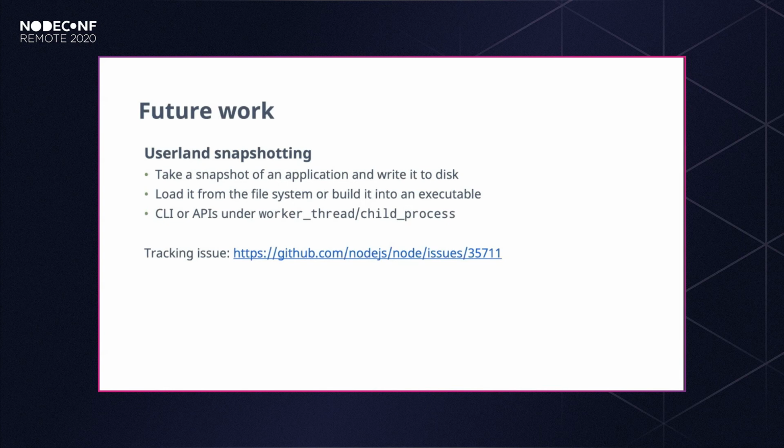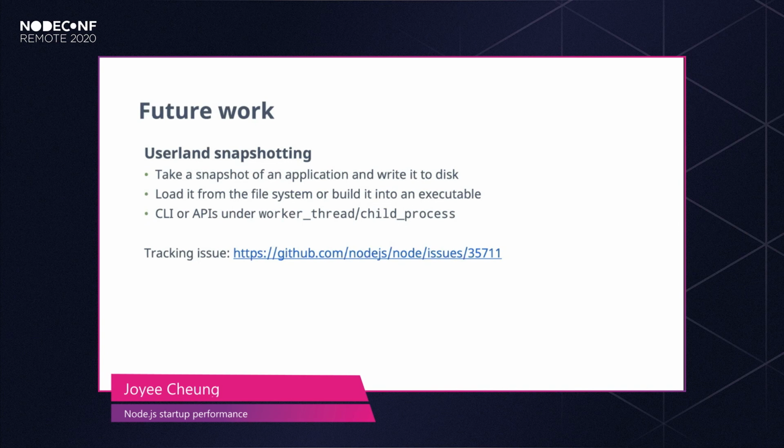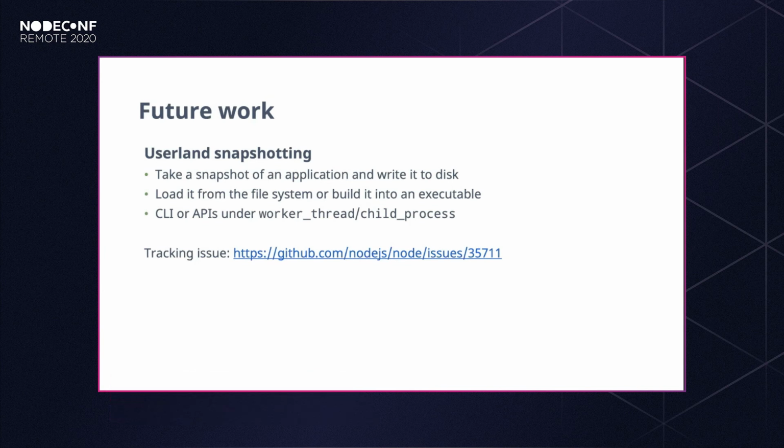Apart from language feature support, we are also planning to provide userland snapshots in the future. For example, the users may take a snapshot of an application and write it to disk. Then they could either load this snapshot blob from the file system or build it into an executable to speed up the startup of their own applications. This feature may be provided using command line flags or APIs under the worker thread module or the child process module. To follow our work, you can check out this issue in the link.